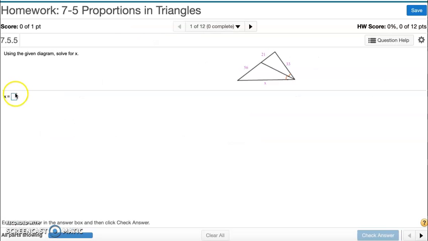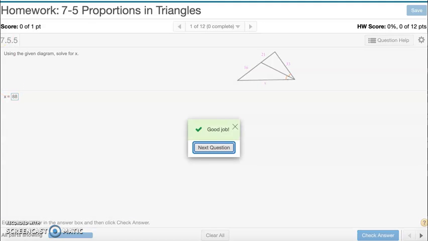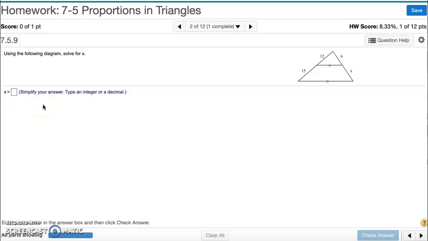So let's type it in. So let's type in 88, and that's number 1. Number 2, using the following diagram, solve for x.